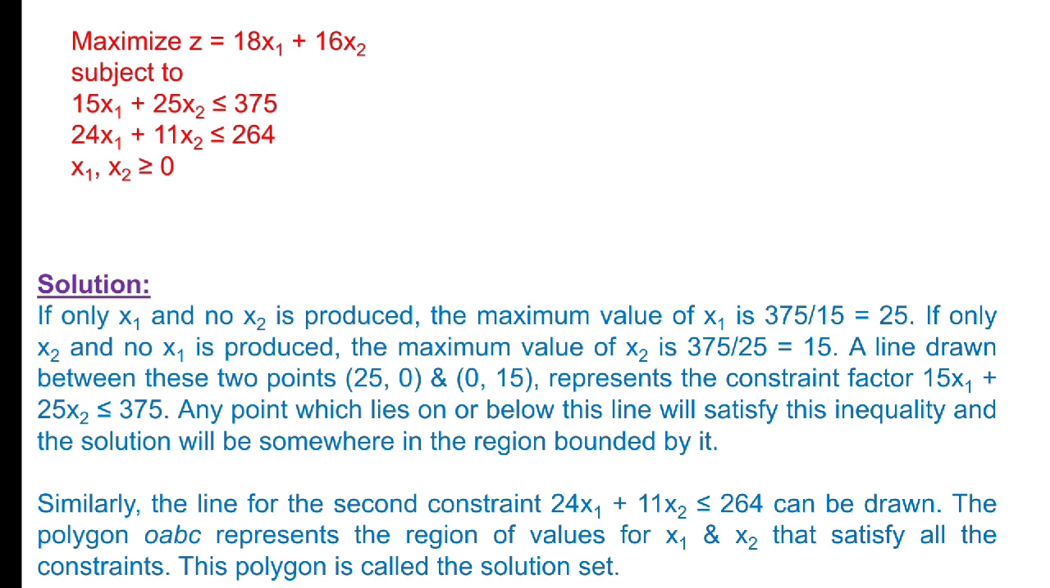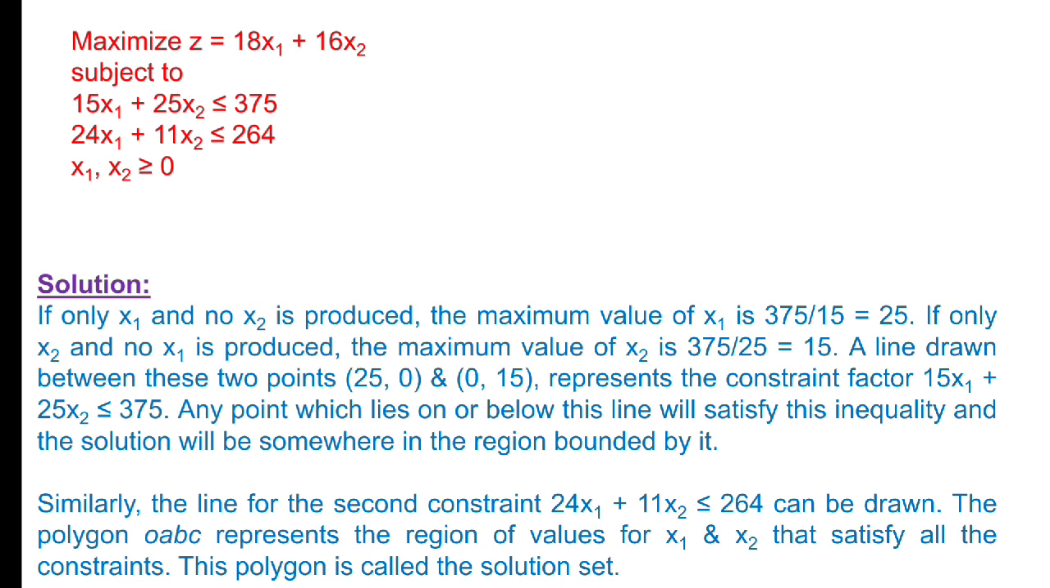What are the points? First, when you put x2 equal to 0, you will get the point 25 comma 0. If we put x1 equal to 0, the point will be 0 comma 15. This line represents the constraint 15x1 plus 25x2 less than or equal to 375. Any point which lies on or below this line will satisfy this inequality, and the solution will be somewhere in the region bounded by it.